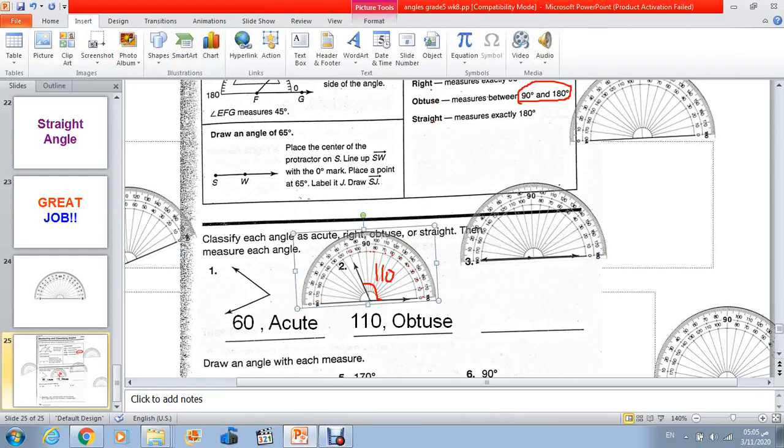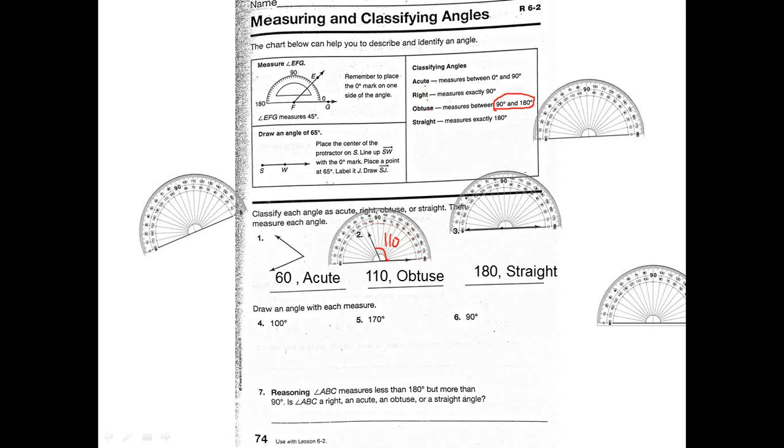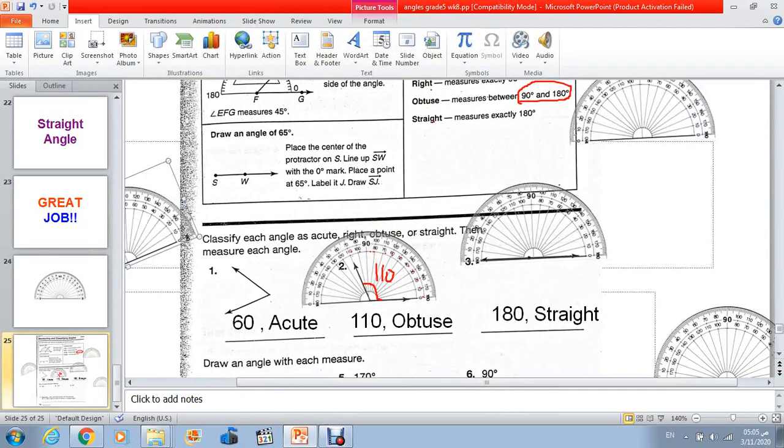Okay. So the measure is 180 and the angle is a straight angle. Okay? Okay. Let's put this back here if you want it.